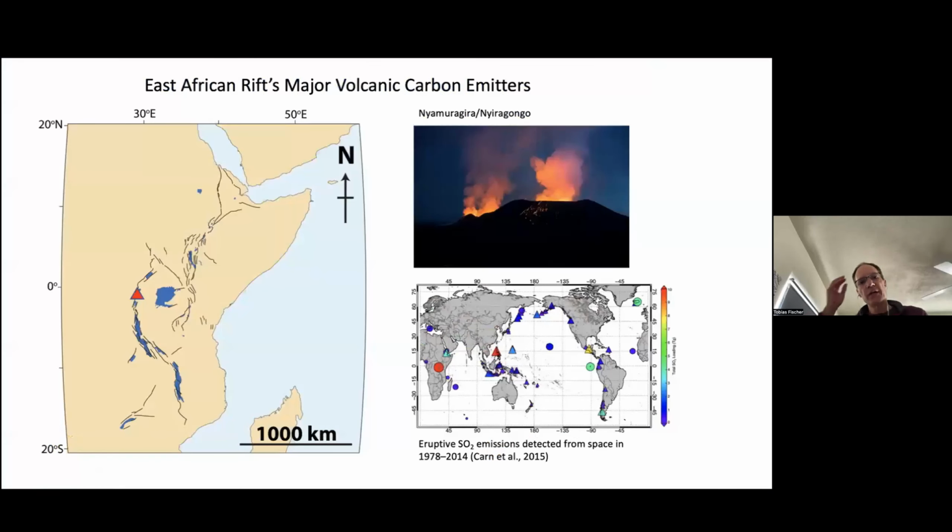If we look at the East African Rift, we have these very spectacular volcanoes there, and one of them is Nyiragongo and Nyamuragira in the Congo on the western side of the rift. That volcano is a huge emitter of volcanic gases and has been for a very, very long time. Simon Carn wrote a very nice paper now 10 years ago about the global emissions of sulfur dioxide, and this very active volcano always appears as a large emitter over the years.